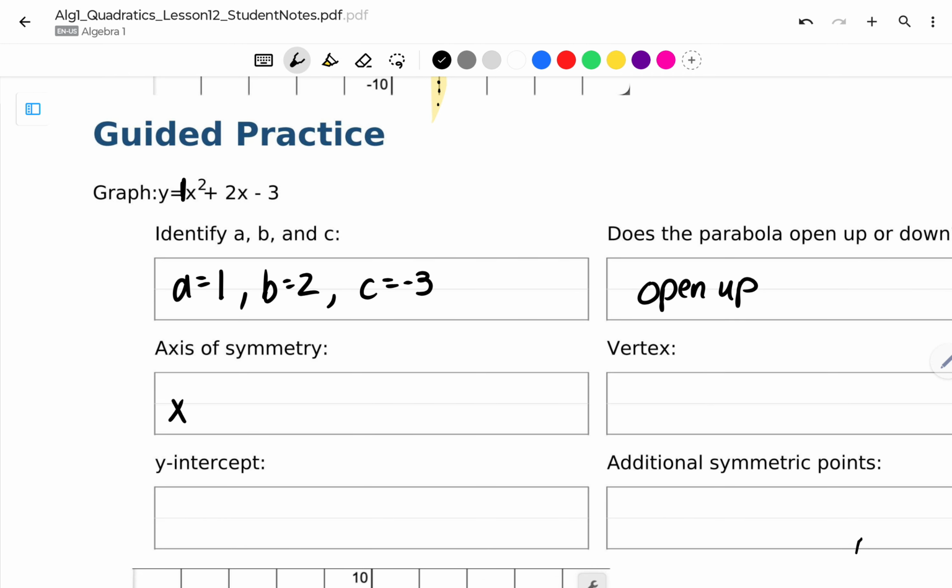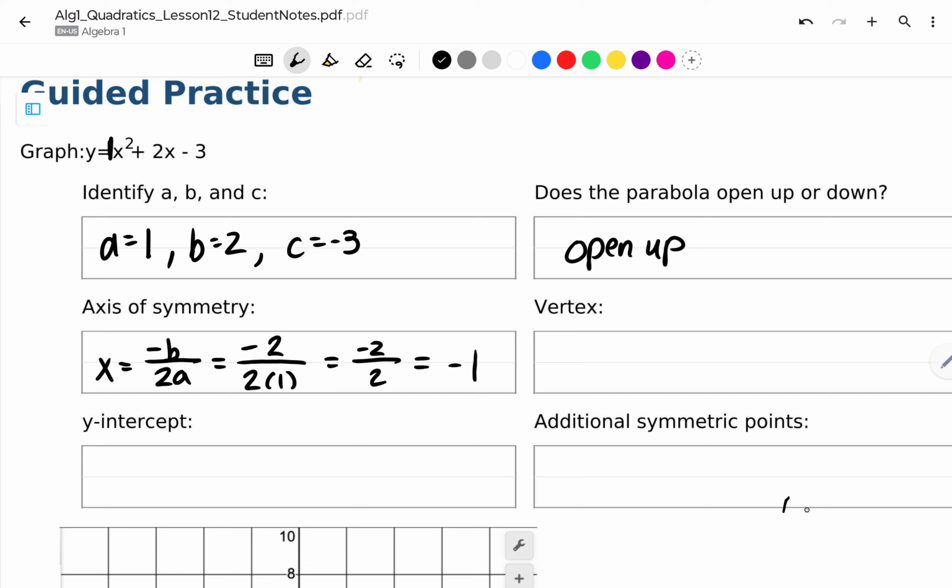Axis of symmetry, it follows that formula, negative B over 2A. So my B is 2 this time, so negative 2 over 2 times 1. Negative 2 over 2, that is negative 1, right? Okay, let me pause there for a second. What do I do with my axis of symmetry now to find my vertex?